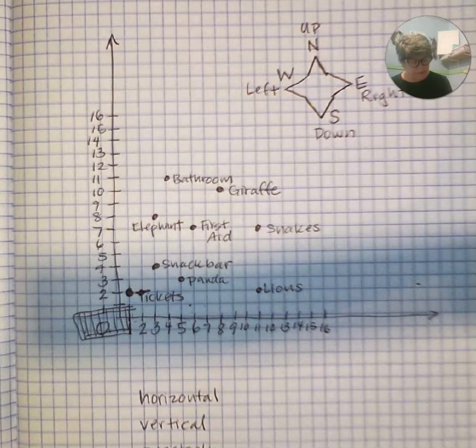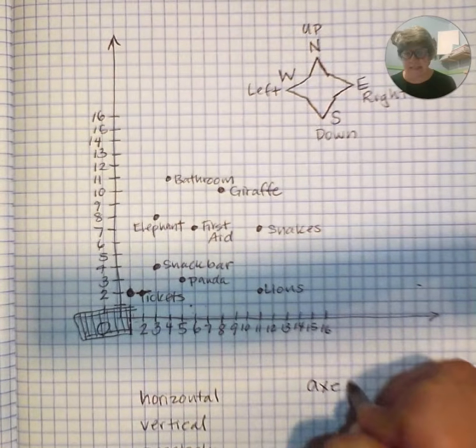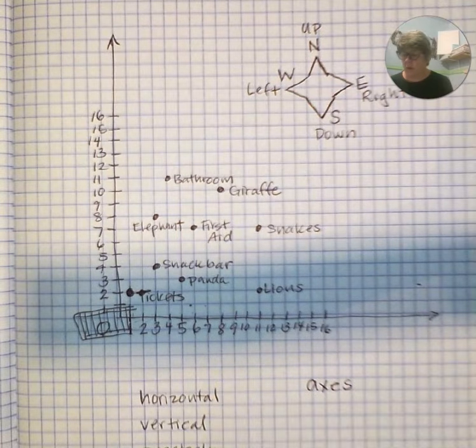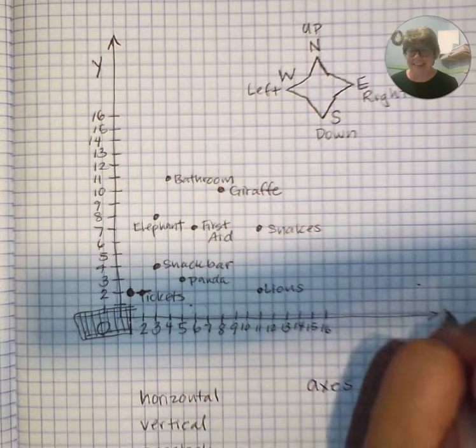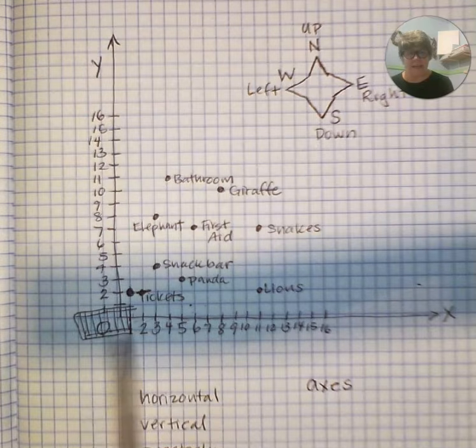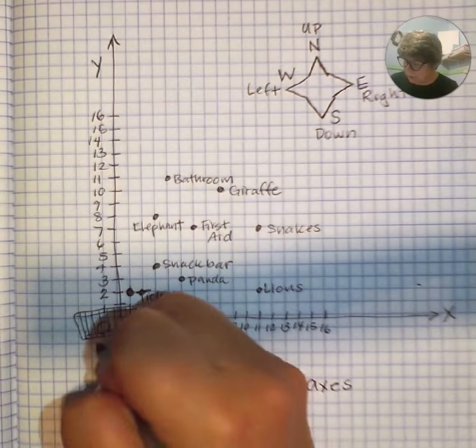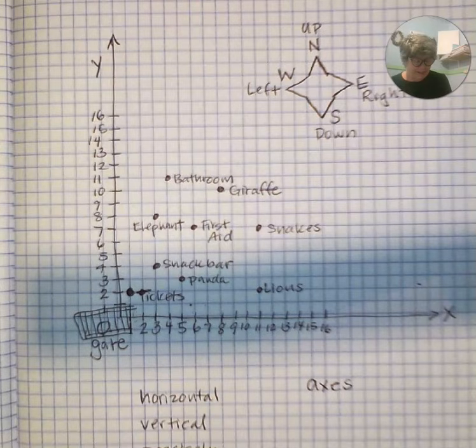It's a map of a zoo, and we see that we have grid lines. We have axes, right? More than one axis is axes, right? Because we have the y-axis and the x-axis. So that means we have two axes, and we have points for each location. And at the origin, we have a gate, the entrance gate of the zoo.